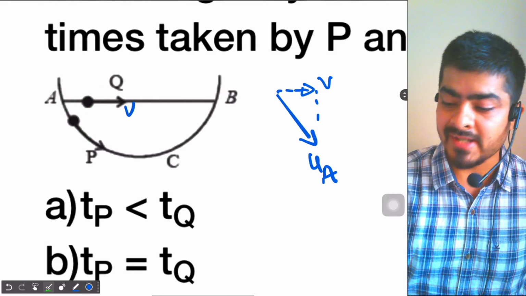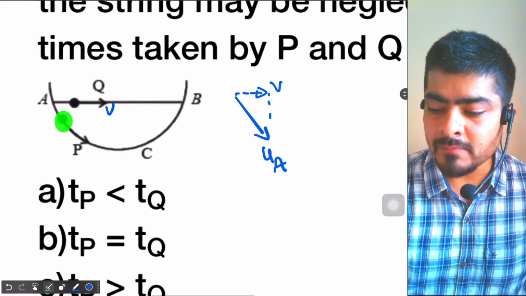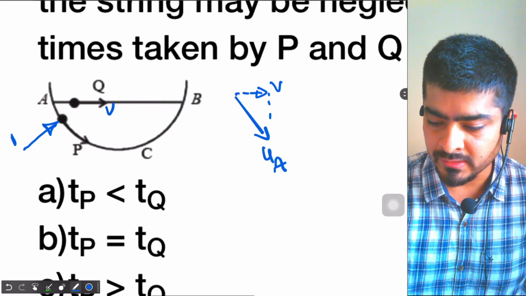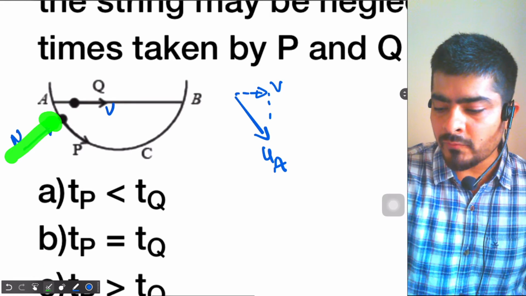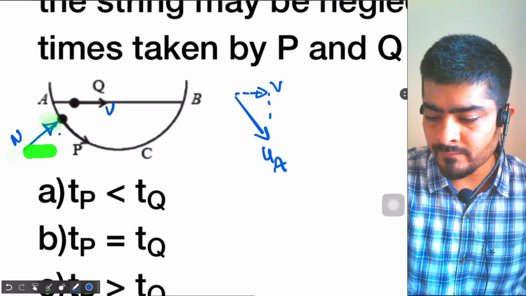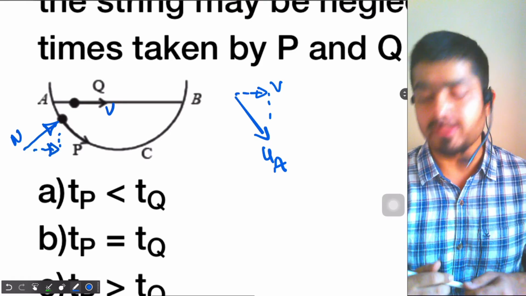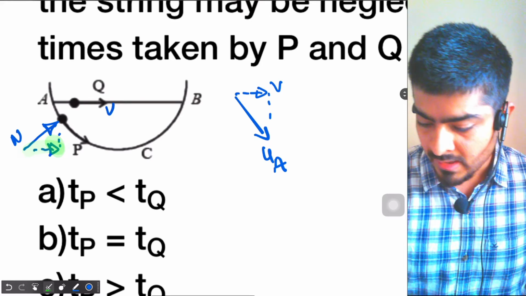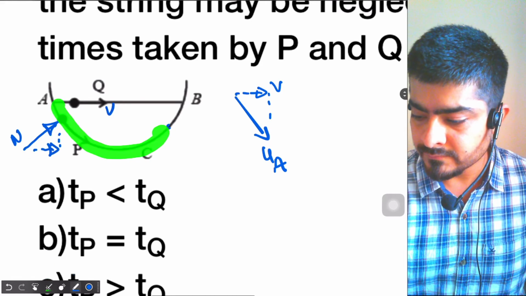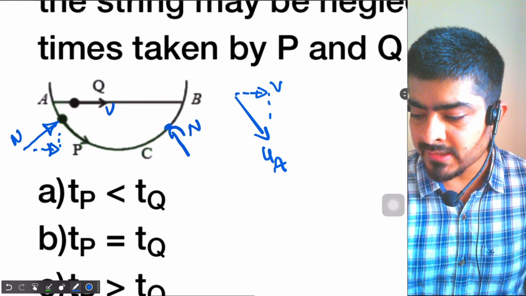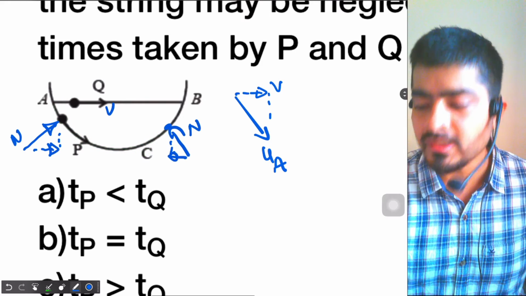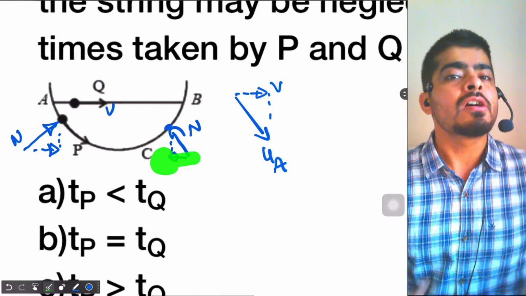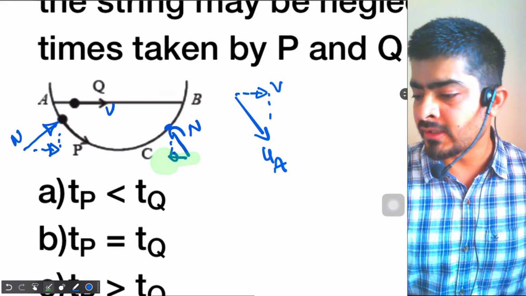Now understand something. When the particle P is over here, it will be experiencing a normal force in this direction. This is your normal force, right? This normal force will have a horizontal component. So this normal force will accelerate the particle along the x-axis. Similarly, when the particle reaches over here, the normal force will now be acting like this, and its horizontal component is now acting in the opposite direction, so it will decelerate the particle along the x-axis.